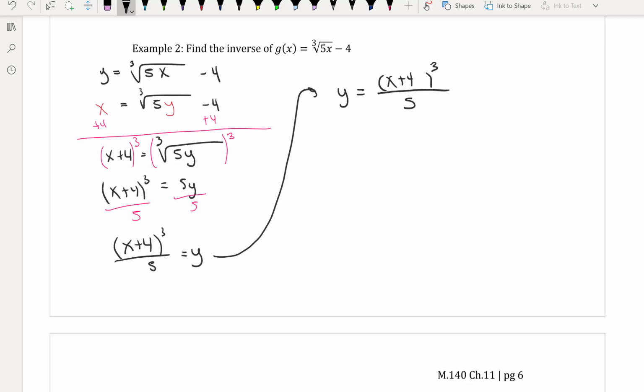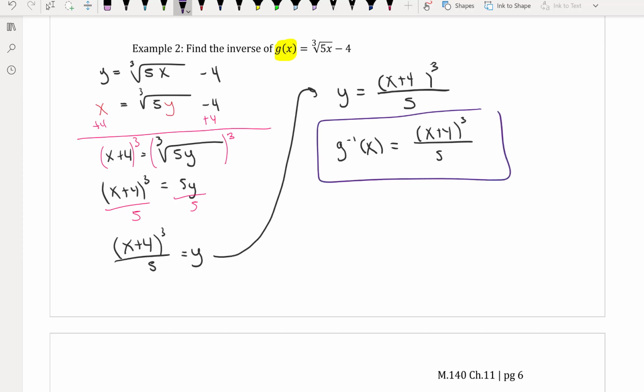And the last step, which is really important, is to change back into that inverse notation. So remember, that is going to be g of x. So I'm going to have g inverse of x is equal to that x plus 4 to the third power divided by 5. And that is going to be my final answer.